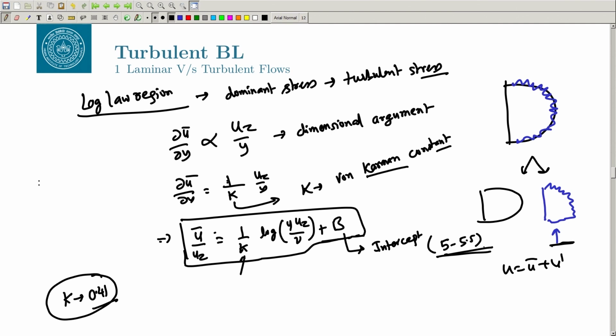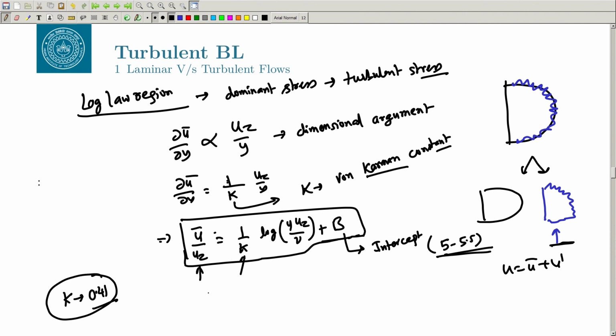However, recent studies show that, let us say, if your flow is relaminarizing, that means it is becoming laminar from turbulent, or even in some other situations, this Kármán constant may fluctuate slightly. Okay. But that is a different topic of discussion. As of now, we found a law of the wall, which is the log law.